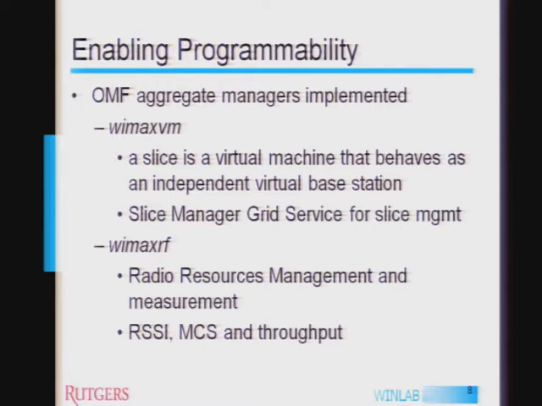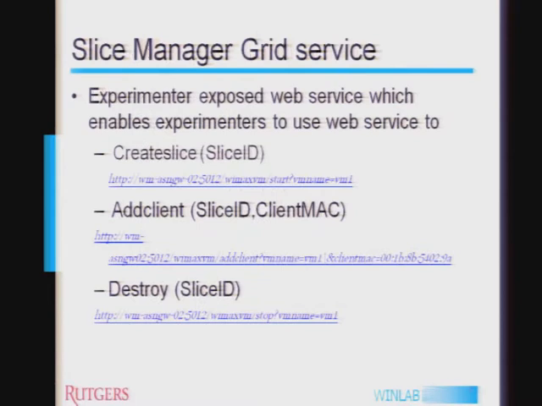For example, I'm going to explain this. We have an experimenter-exposed web service. For example, an experimenter comes in and he wants to create a slice for himself. He just logs into the ORBIT portal and then creates a slice. And then if you need like 3 or 4 clients for your experiment, you need to add clients to your service. For that, these are the parameters it takes in. It takes in the slice ID and the client MAC address. And then after you are done with your experiment, you destroy your virtual machine.